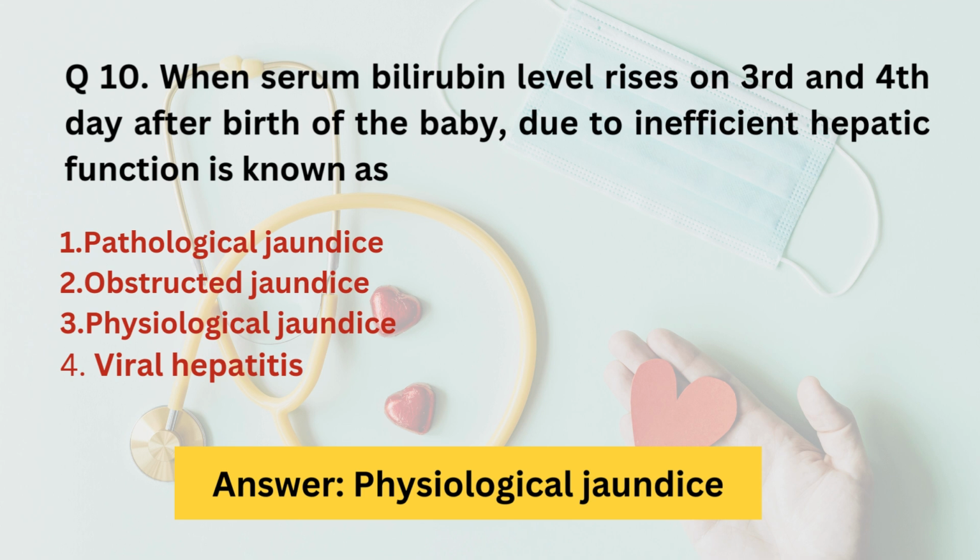Bilirubin levels typically rise on third and fourth day of life and then gradually decrease over the next week or two as the liver matures. Then other options, I told pathological jaundice, it appears within the first 24 hours of life and is associated with some serious medical conditions. Then obstructed jaundice, this occurs when there is a blockage in the bile ducts preventing the flow of bile from liver to the intestines. Then viral hepatitis, as the name suggests, this is the infection of the liver caused by viruses. It is not a cause of jaundice in newborns. Hence, the correct answer is physiological jaundice.